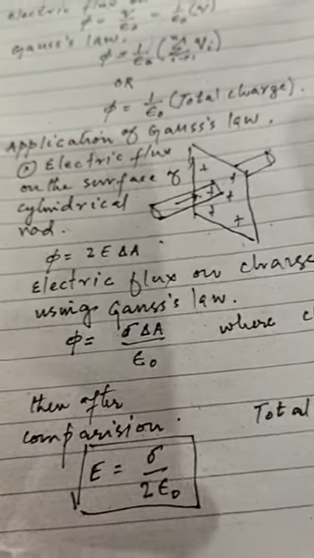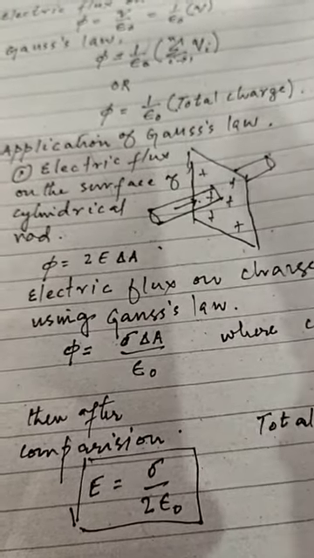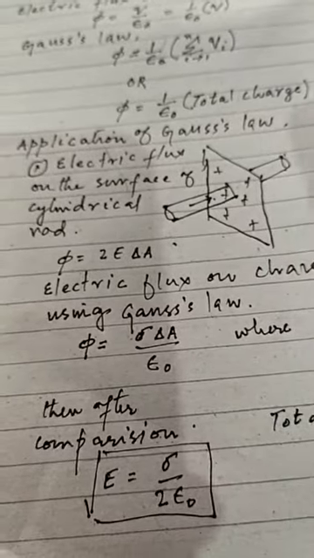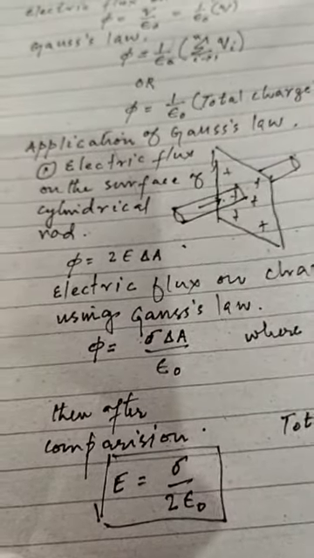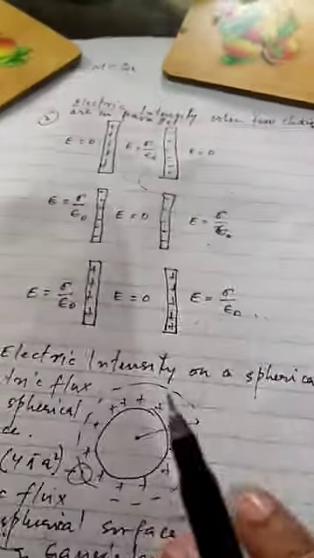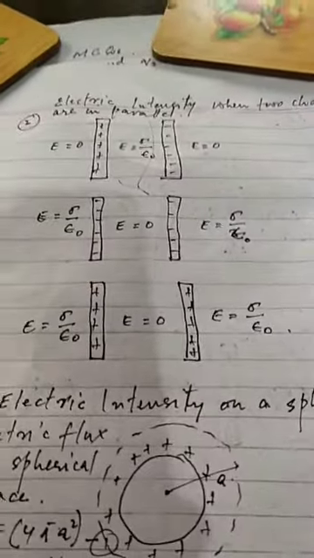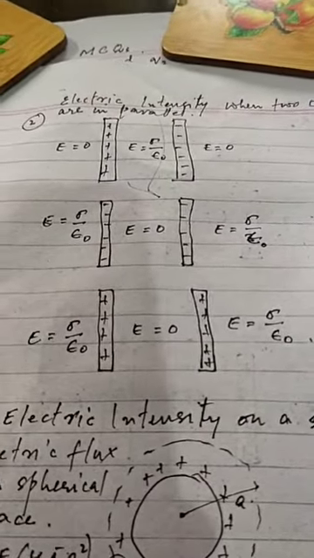Remember, all this information has already been discussed in detail in online lectures 2 part 1. And this was application number 2 of Gauss's law. In this application, you have to calculate total electric field intensity of two charge sheets when they are placed in parallel.